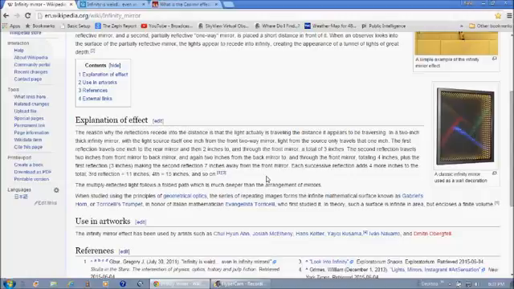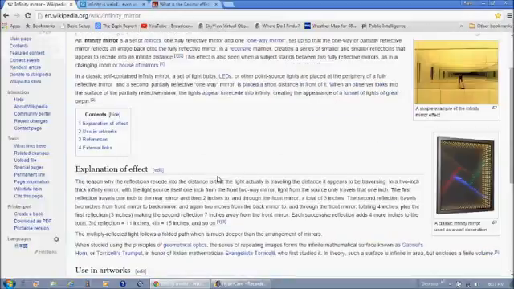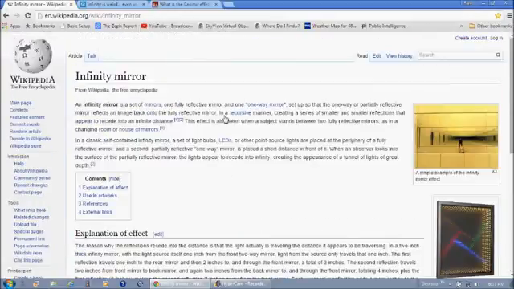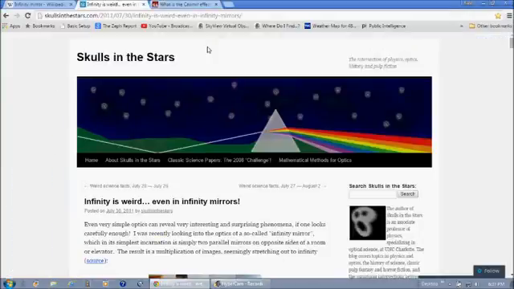Light from the source only travels that 1 inch. The first reflection travels 1 inch to the rear mirror, and then 2 inches to and through the front mirror, a total of 3 inches. The second reflection travels 2 inches from the front mirror back to the mirror, again to 2 inches from back to mirror. And this is just this right here. It's what they're talking about here. It's kind of different to our example here. I just wanted the basic definition for you.